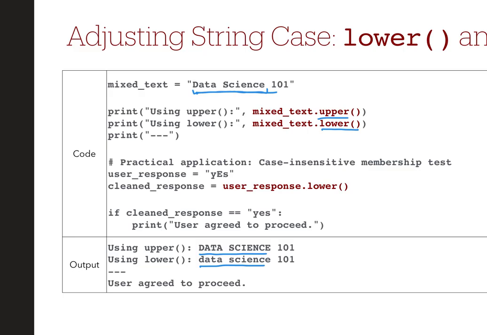And if the user response is this, only E in uppercase, when I convert it to lowercase, then at that point, the cleaned response will have yes in lower cases. So if I compare that value with yes, that condition will be true, so the user agreed to proceed will be printed. Okay? Now, for your second assignment, you don't have to check this kind of error checking.